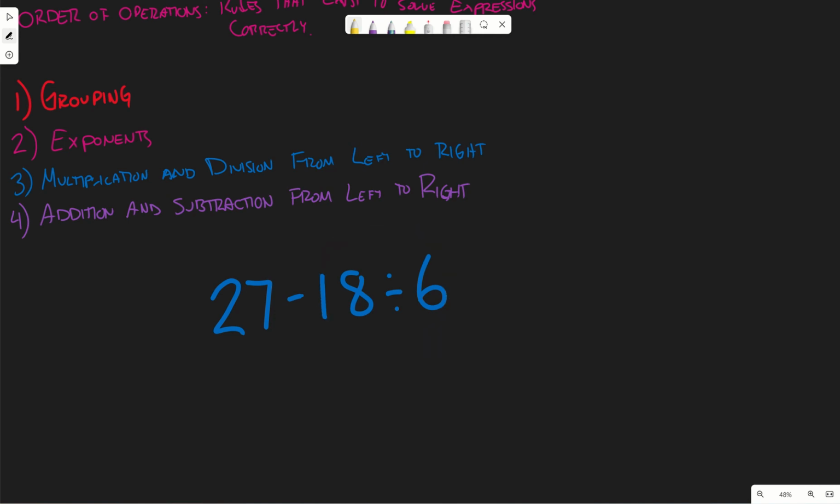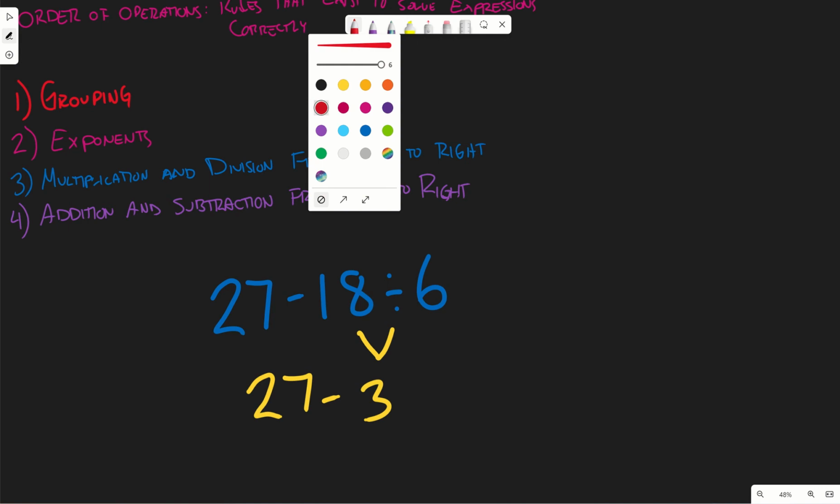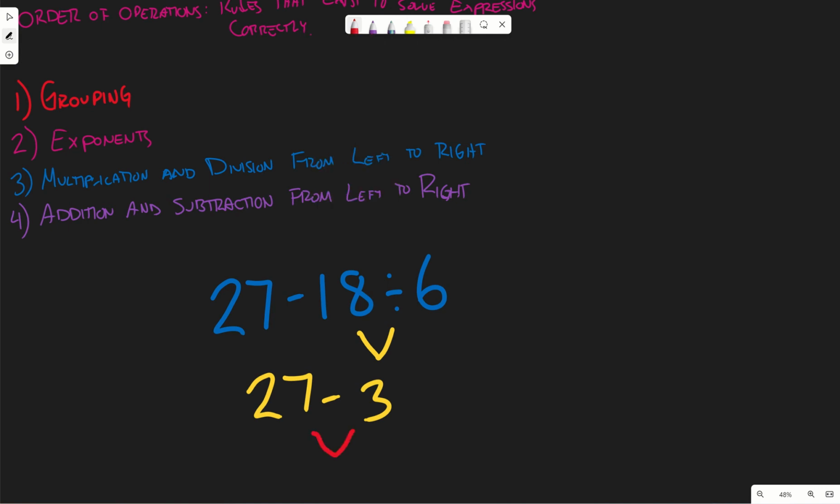So I want to solve 18 divided by 6 first before I do anything else. And 18 divided by 6 is 3. And I'm going to rewrite everything else in my problem in the same place that it was before. 27 minus 3. Any more multiplication or division? Nope, none there. So now we look for addition and subtraction. Do I have any addition and subtraction? Yes, I do. I have 27 minus 3, which equals 24. And that would be my answer here, 24.